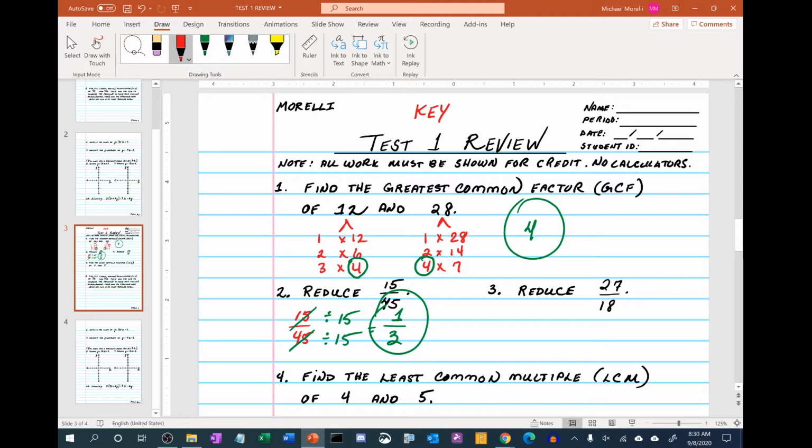Number 3, reduce 27 over 18. The greatest common factor of 27 and 18 is 9. So I'm just going to divide both the top and the bottom by 9. 27 divided by 9 is 3. 18 divided by 9 is 2.